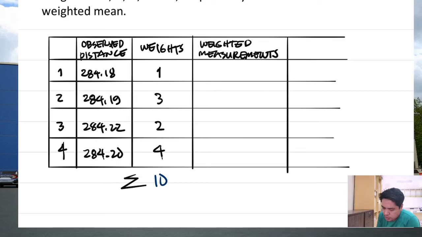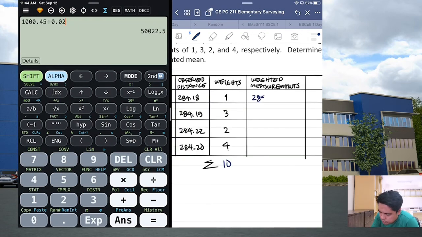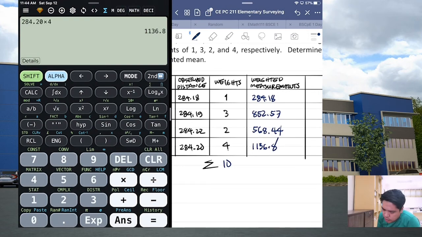For the weighted measurement, we multiply the weights by the measurements. This is obviously 284.18. Then 284.19 multiplied by 3 gives 852.57. Then 284.22 multiplied by 2 gives 568.44. And 284.20 multiplied by 4 gives 1,136.8. Then we take the summation of that: 284.18 plus 852.57 plus 568.44 plus 1136.8.